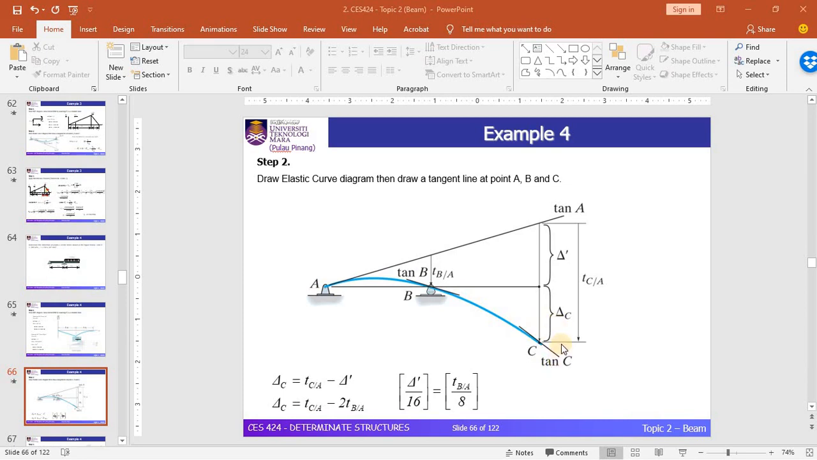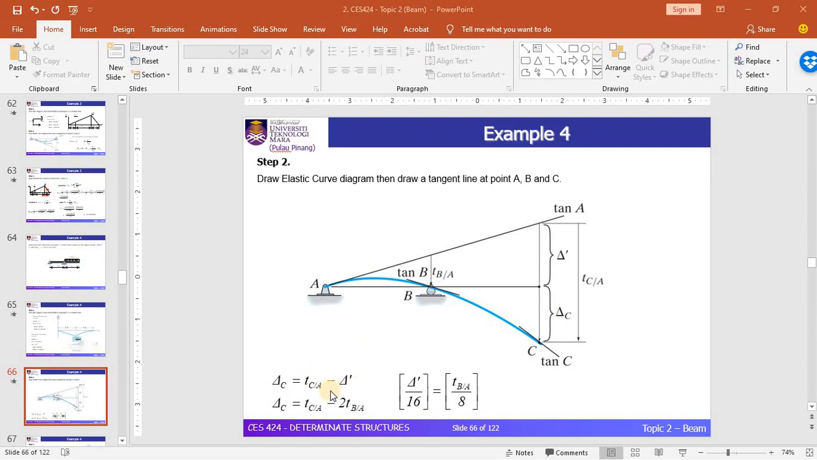you need to indicate the displacement or the vertical deviation. You can see that the displacement of point C is indicated by delta C, where this is the origin or undeformed point and this is the deformed point C. So this height is delta C, which is the displacement of point C. Basically, this displacement can be obtained by using this equation.